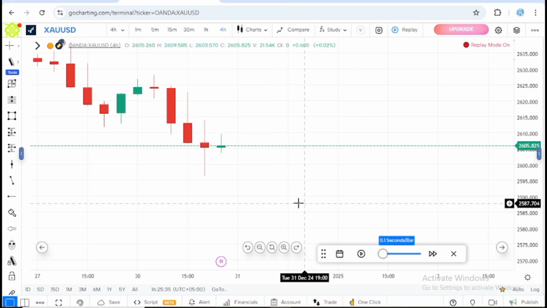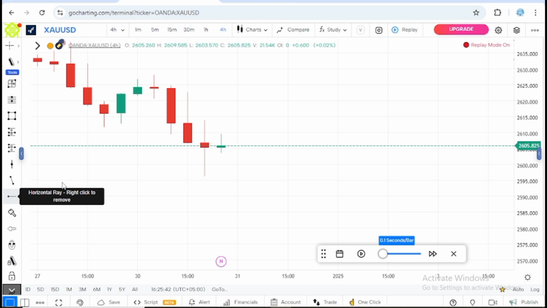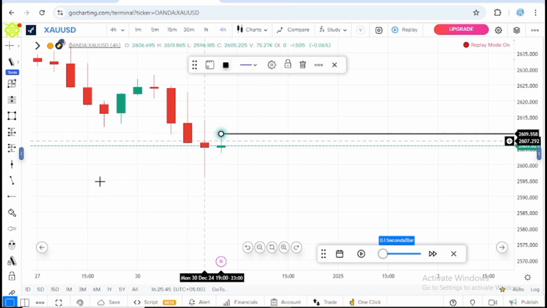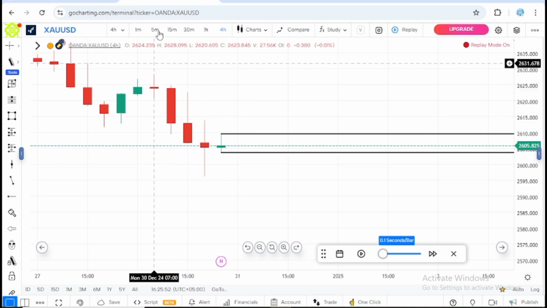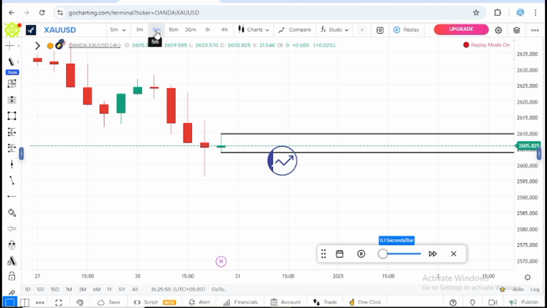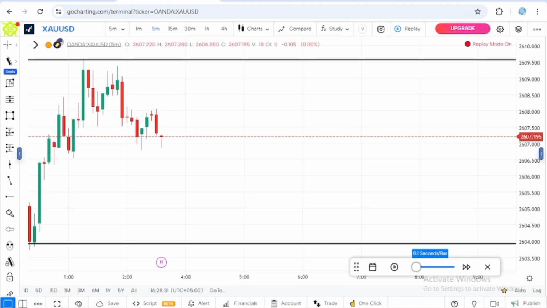Here's another example. As you can see, gold formed an inside bar candle. We'll start by marking out the highs and lows of the inside bar candle. Next, we'll shift to a smaller time frame to observe price action more closely. Now, we'll wait for the price to approach one of the marked levels. Once it does, we'll take a trade in the opposite direction.